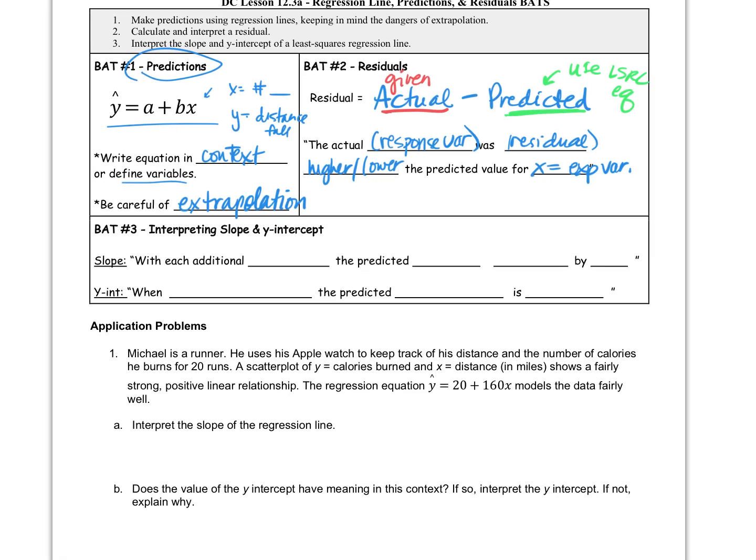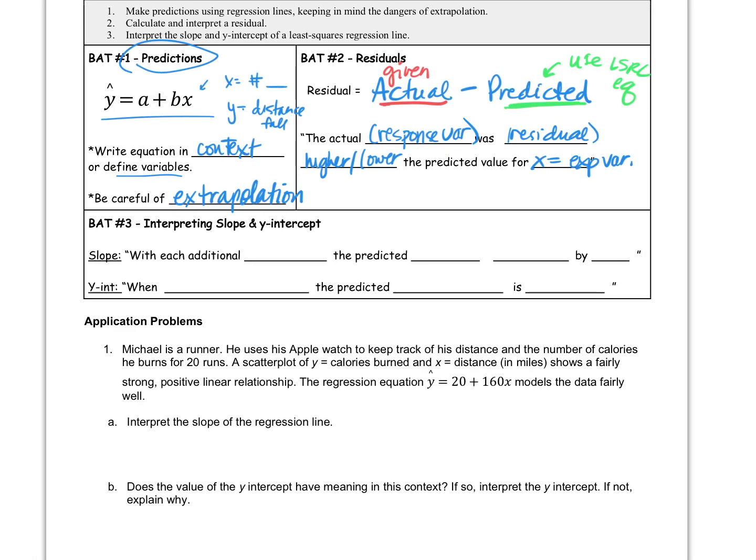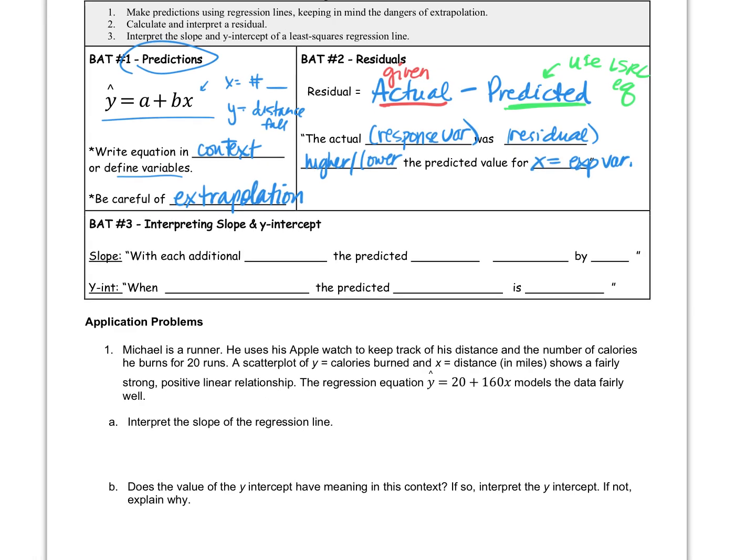And then the last little bit, this is a lot of interpretations today, isn't it? Well, the good news is you only have one more left. That's it. All right, next thing is interpreting slope and y-intercept. With slope, we would say with each additional x in context, whatever your x value is, the predicted y, and then you would say increases or decreases by, and then your slope value.